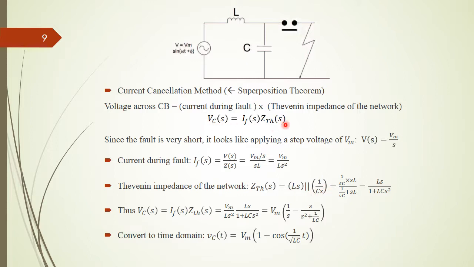So when we apply IF and ZTH into this formula, we have this, and then we decompose it into this form. And here we can convert it back to the time domain, which is here: V maximum multiplied by 1 minus cosine of 1 over square root of LC times t. This is omega 0, which is the natural frequency of our LC circuitry. It's not 50 Hz. In fact, it is a very high frequency.